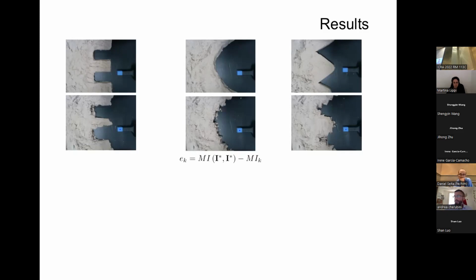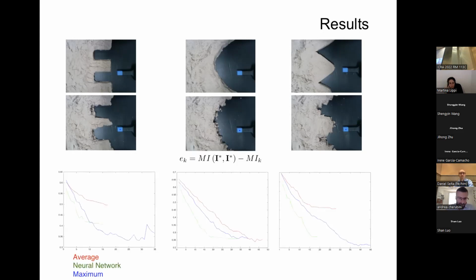So the big problem here was to define an error metric, and for this we used the mutual information, which is a very powerful tool in signal processing and image processing because it is robust to luminance variations and generally to different environments, etc. And we compared the three methods: average, neural network, and maximum. And as you can see, in all cases, the errors converge. So the robot is making the image much nearer in terms of mutual information to the desired one.